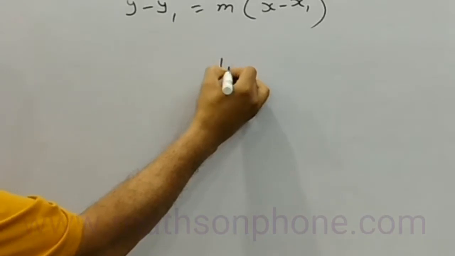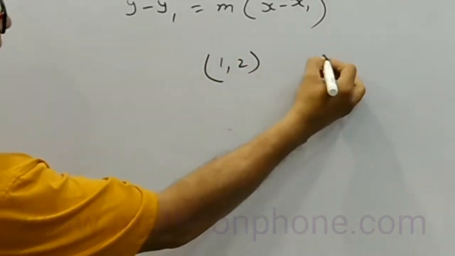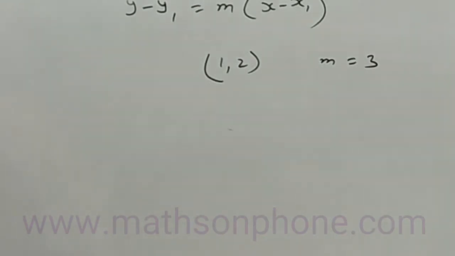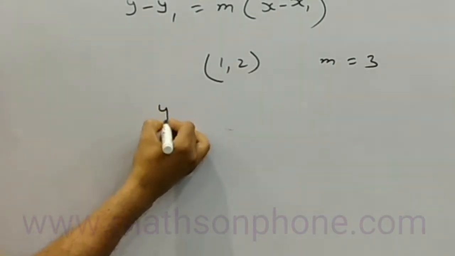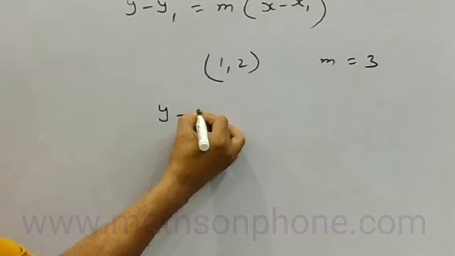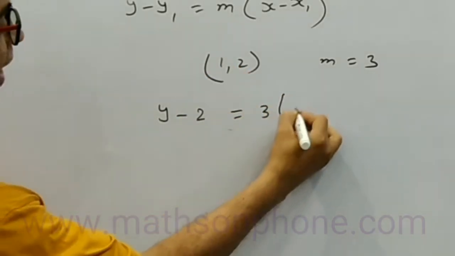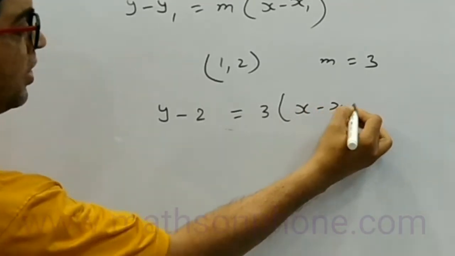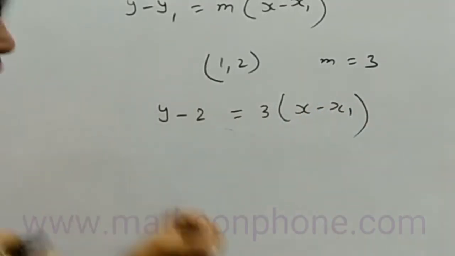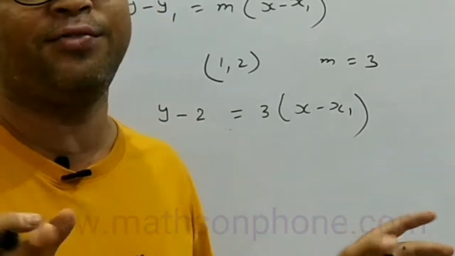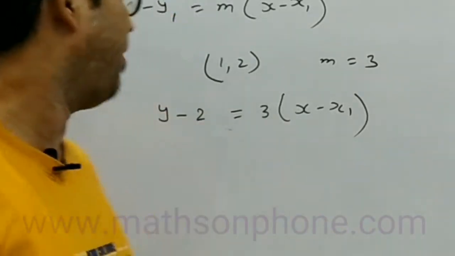Suppose a line is passing through 1, 3 and having slope equal to 3. We can easily find the equation of line, that is y minus y1, that is 3 here, is equal to m, that is 3, x minus x1. This is very important and very basic form of straight line. You should be conversant with that form all the time.